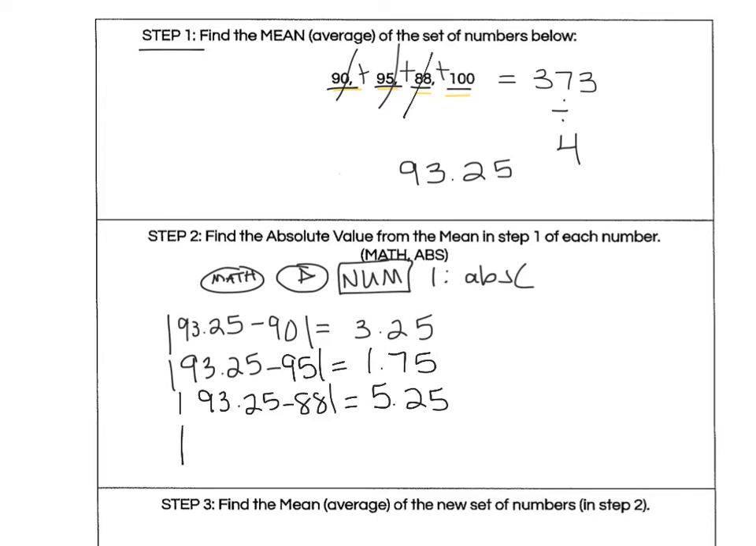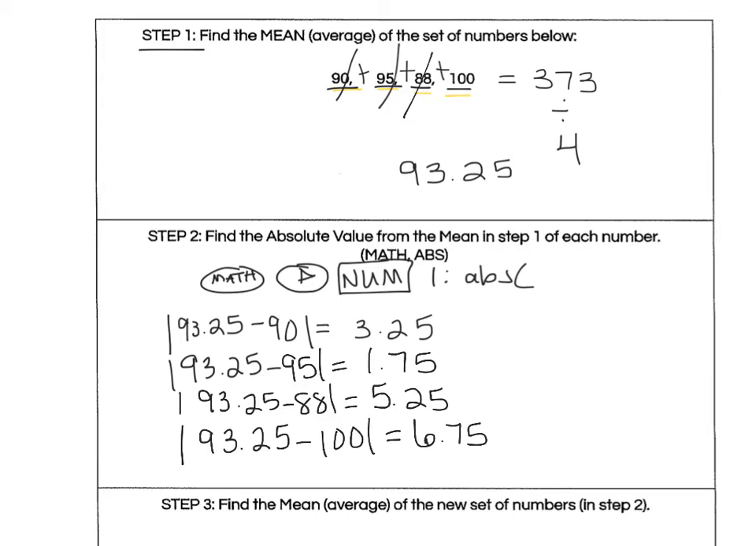Now the last one, this is where the absolute value thing will make sense if you don't use it. So 93.25 minus 100. So if I were to just type this problem in the calculator just like that without the absolute value, it would be negative 6.75. So since I don't want negatives and I did the absolute value, it's just 6.75.